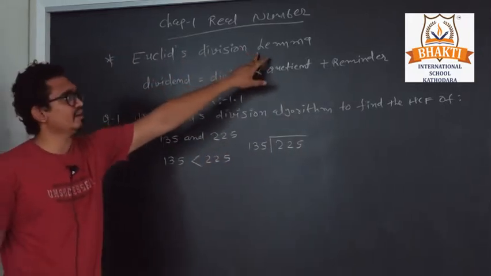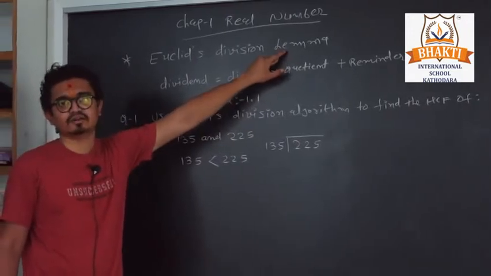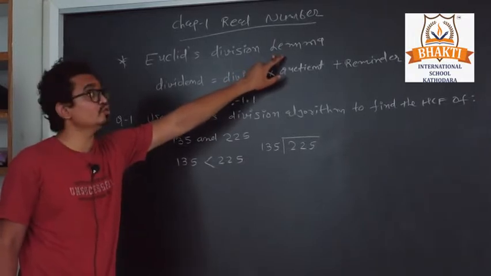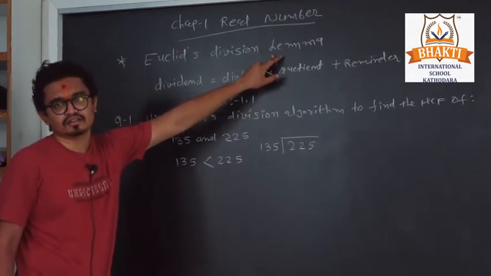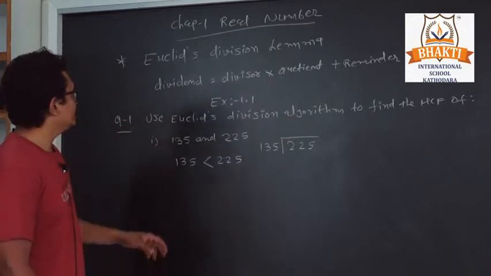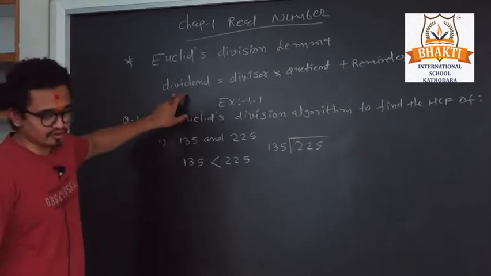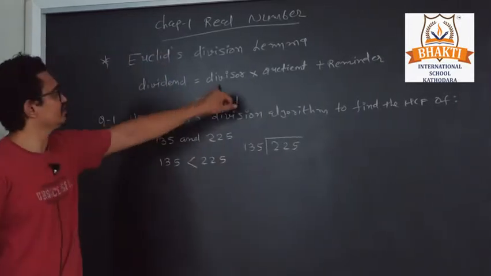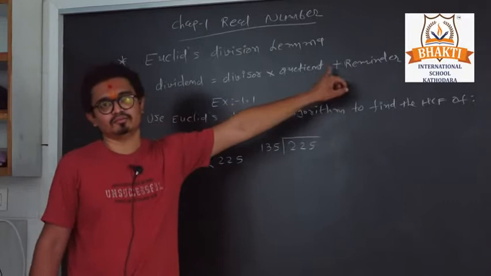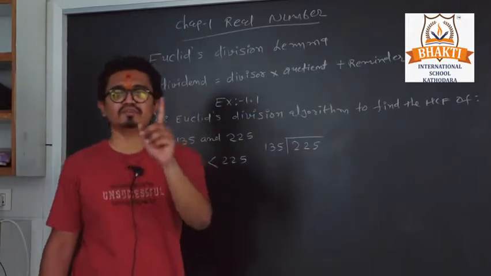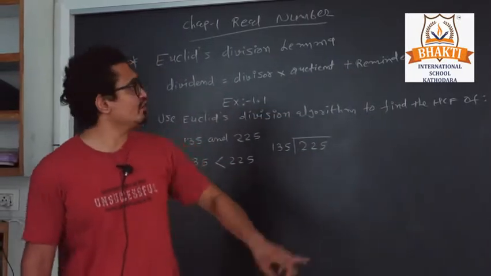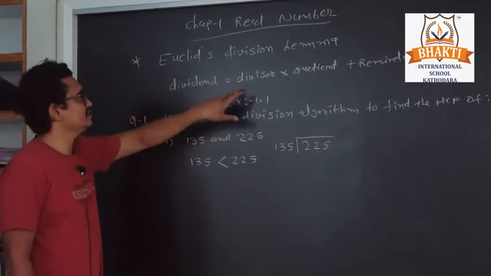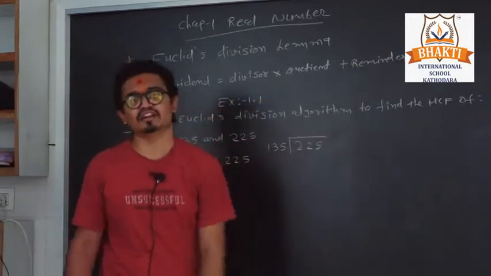A lemma, as we already discussed, is a kind of proven statement that is used to prove another statement. In that we have one formula, which we also discussed in the previous lecture. Dividend is equal to divisor into quotient plus remainder. Our exercise number 1.1 totally depends on that formula. So you must remember that formula: dividend is equal to divisor into quotient plus remainder.